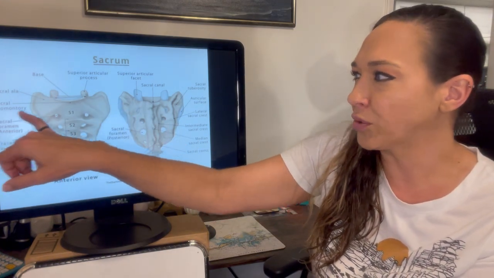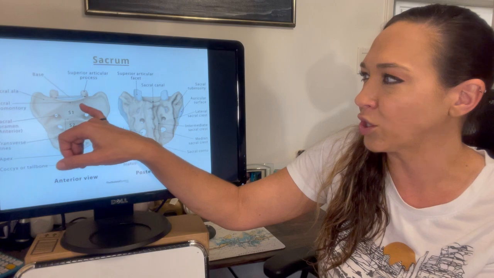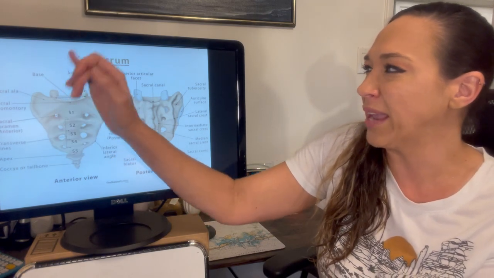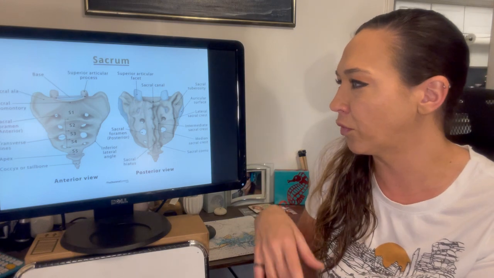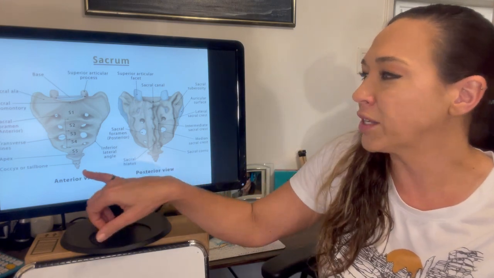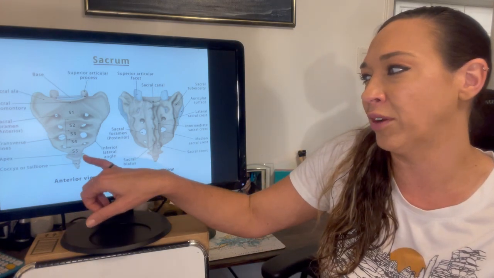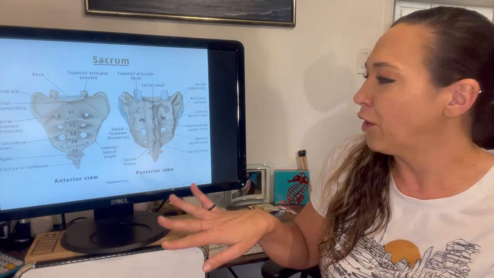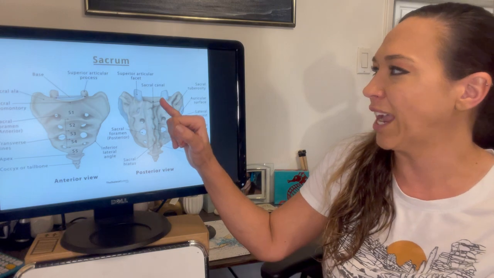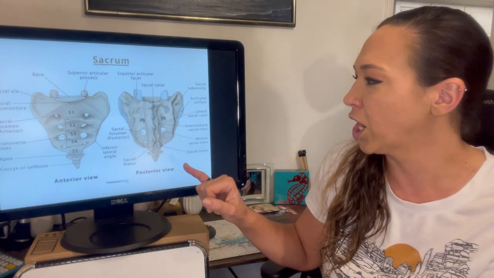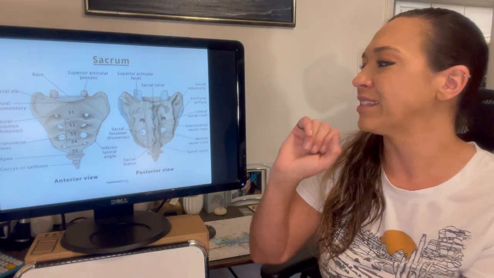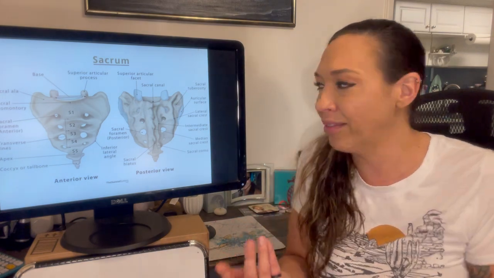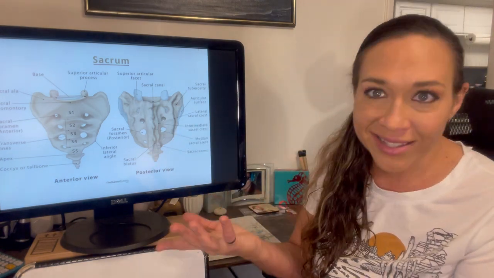That promontory that I just talked about, that's going to be this section right here, this little projection section right here. That's the base that's going to connect to everything else, your other vertebrae. This is going to be your coccyx all the way down here, also known as the tailbone. These four little fused bones. If we look at the posterior view, we've got our sacral canal going down through here. This is going to be our medial sacral crest, medial in the middle, your lateral crests, right?